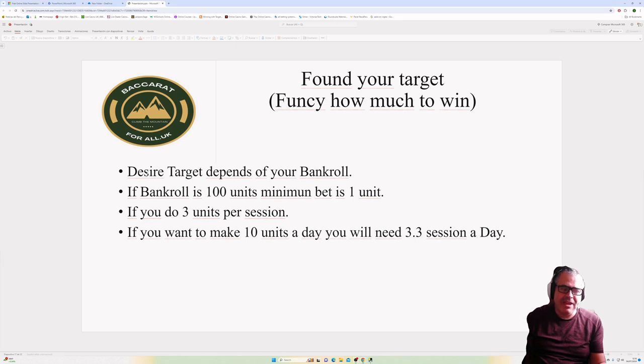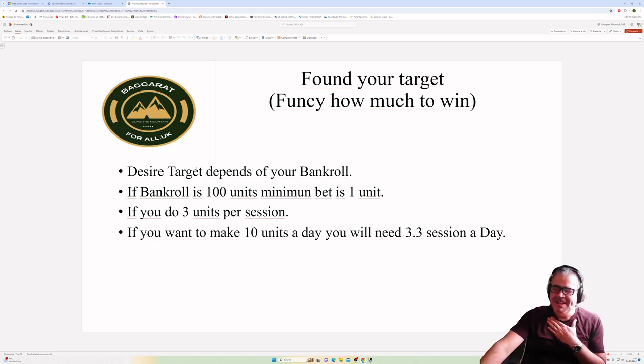The target depends on your bankroll. It doesn't depend on me or on you. The target depends on how much money you have in your bankroll. The bankroll will determine what you can make in a day.